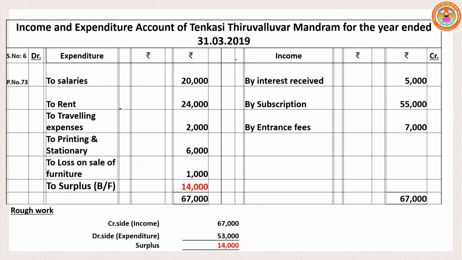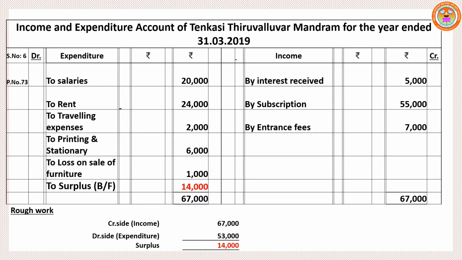In the center of the page, write the heading: Income and Expenditure Account of Tenkasi Thiruvalluvar Mandram for the year ended 31st March 2019. Keep the book with you and just go according to the question. Look at the first one. If an item is not to be recorded, put a mark near the transaction in the question itself.